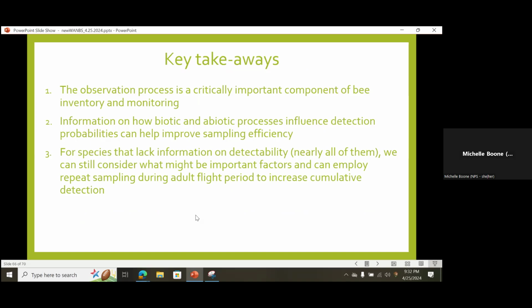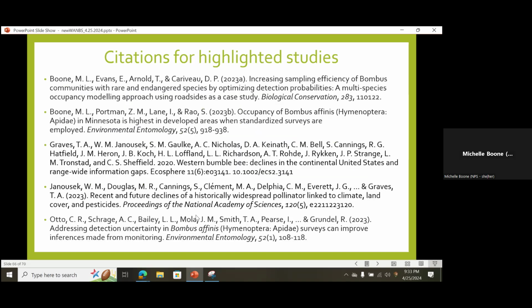And so these are my last takeaways. The observation process is critically important. Information on how different biotic and abiotic processes influence detectability can actually help us improve our sampling efficiency and improve monitoring efforts. And for species that lack information on detectability, which is most of them, nearly all of them, we can still consider, based on what we know of bees, what might be important factors. And we can use what we know combined with repeat sampling to increase our cumulative detection. And hopefully researchers will take on some studies of those harder to study species.